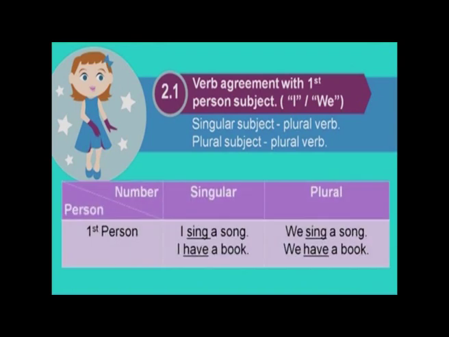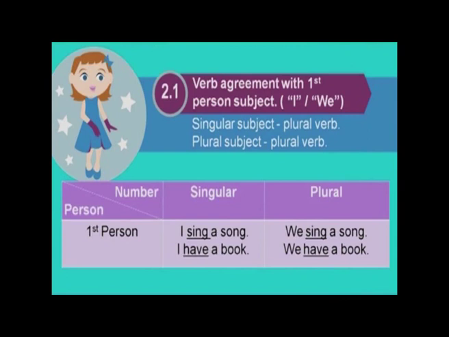Let's look at the example in this table. First person, I sing a song. Now, when we talk about verb agreement in number, we came across a rule saying singular subject will carry singular verb and plural subject will carry plural verb. But here, let's look at the rule. Singular subject, though I is singular, carries a plural verb. First person I and second person you are personal pronouns and they will be carrying a plural verb.